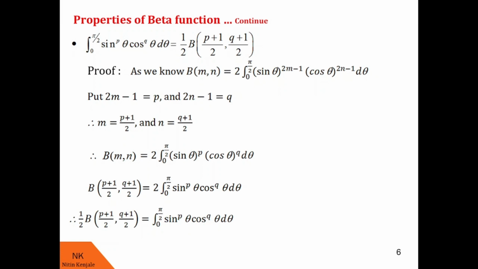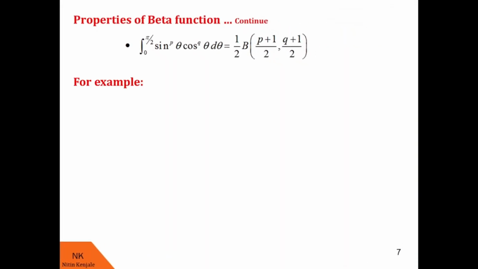Let us see use of this property. Using this property, one can write value of the integral of sine cube theta into cos raised to 5 theta d theta over the limit 0 to pi by 2 as half beta of p plus 1 by 2, here p is 3, so it will be 4 by 2, comma q plus 1 by 2, here q is 5, so it will be 5 plus 1, that is 6 by 2. Then using beta gamma relation, you can simplify this RHS part. Let us see next property.